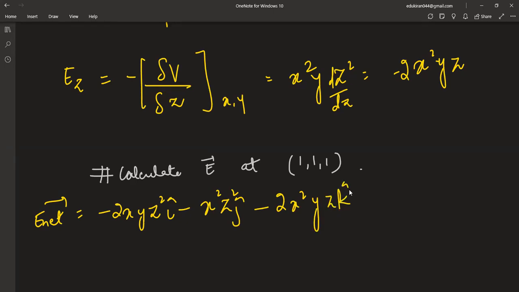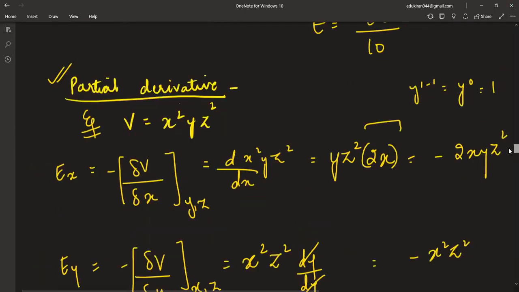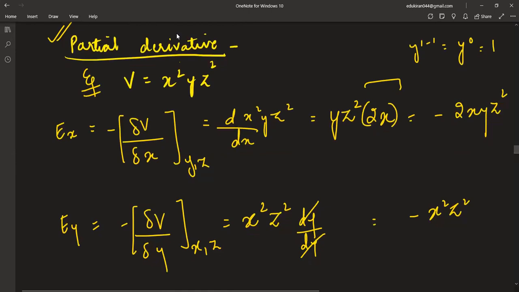If I have to find the electric field E at 1, 1, 1, so put x, y, and z as 1. So net, this all is 1: minus 2 i cap, this becomes minus j cap, this becomes minus 2 k cap. That's it. If you want to further find the magnitude, you already know how to find the magnitude of a vector quantity. This is how we perform partial differentiation. Note it down, please. If you have any doubts, let me know.